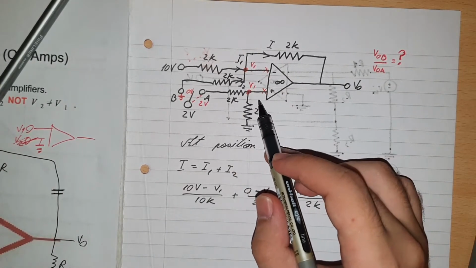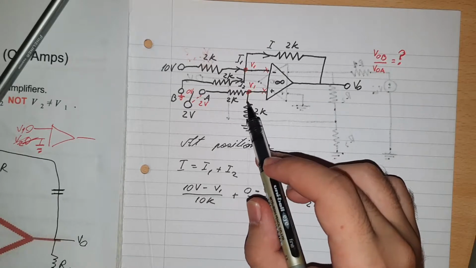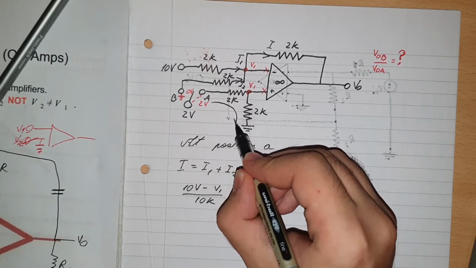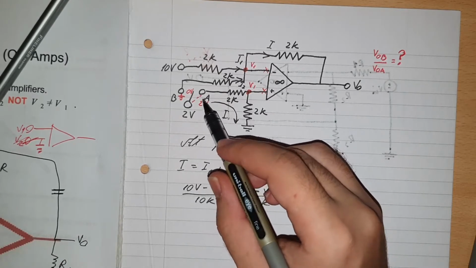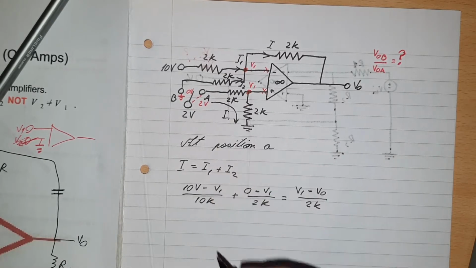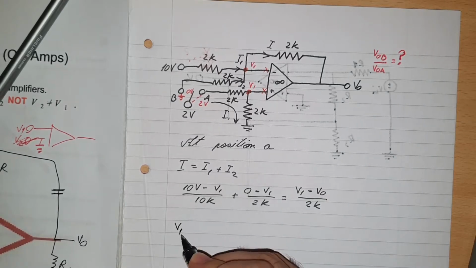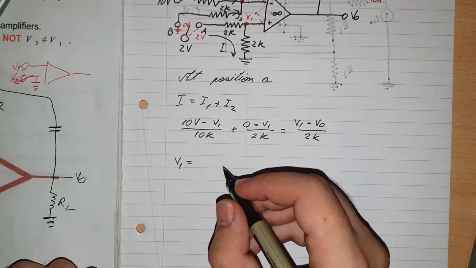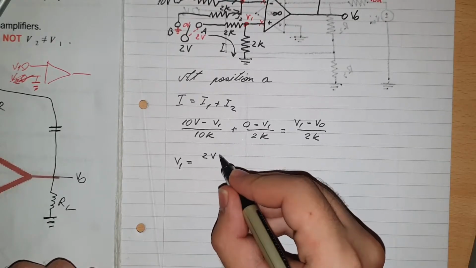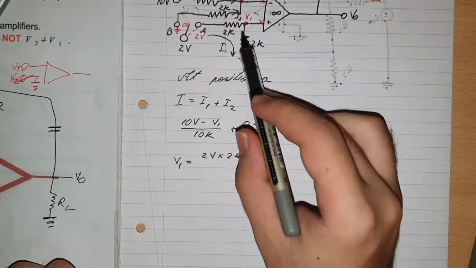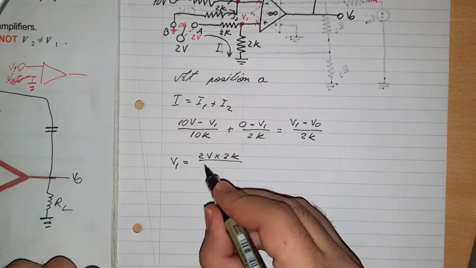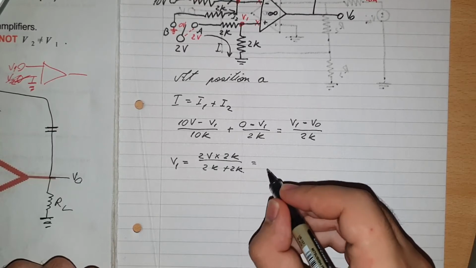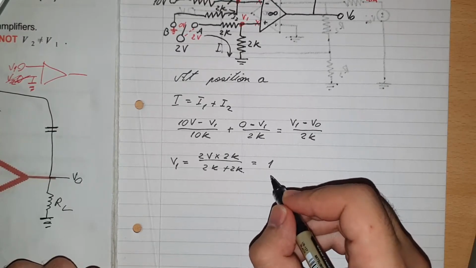But how do we do this? Well, we can apply the voltage divider rule because there's only one current going through here, I, and there are 2 volts coming through. So then we can say that V1 is equal to 2 volts times 2K, the resistance here, over 2K plus 2K, and that will simply be equal to, surprisingly enough, just 1.